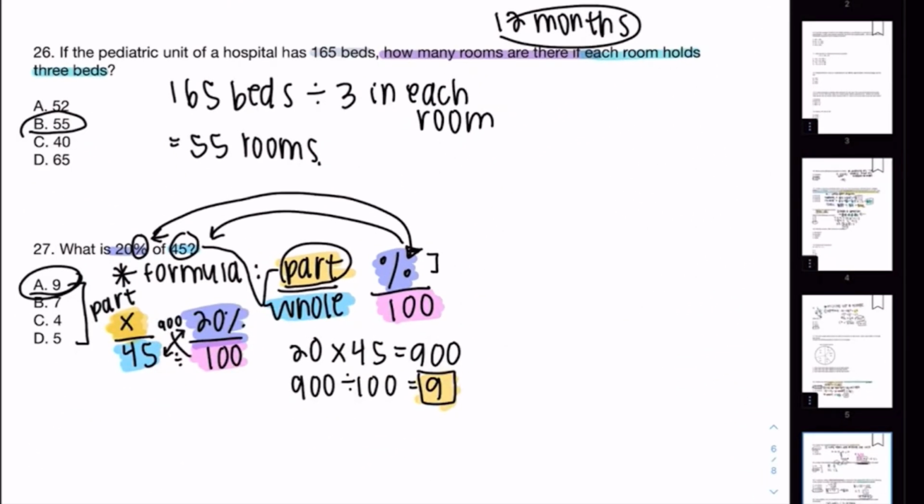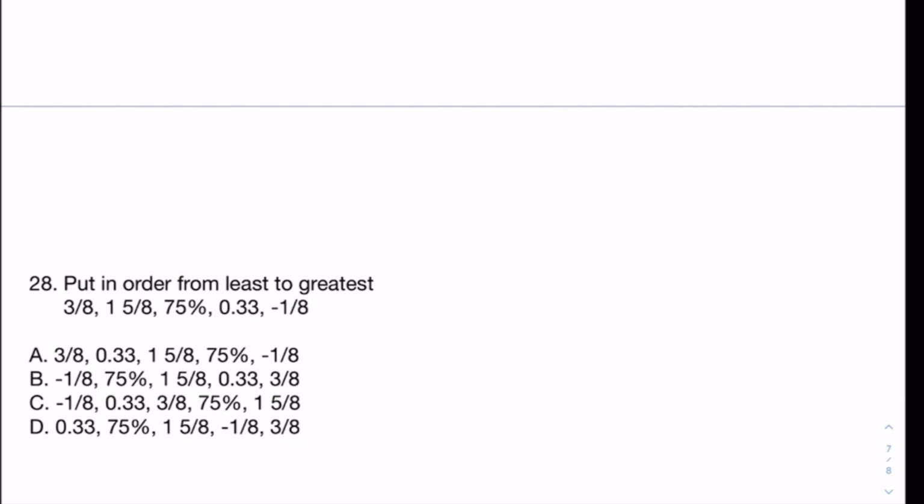Okay, I'm going to do one more question. The question says, put this in order from least to greatest. Now obviously this does not look fun because here you see a fraction, a mixed number, a percent, and a decimal. Oh my gosh, that just looks like a mess. So first thing, let's go ahead and convert all of these. Personally, I like converting to decimals because I feel like it's easier to look at all decimals versus mixed numbers, fractions, and decimals.